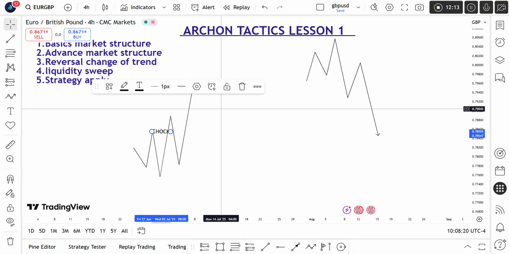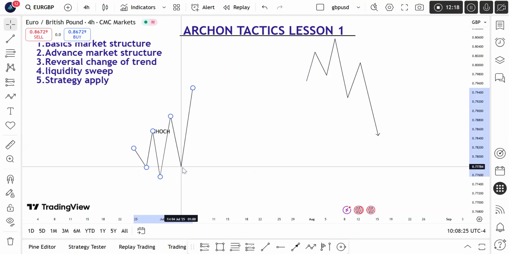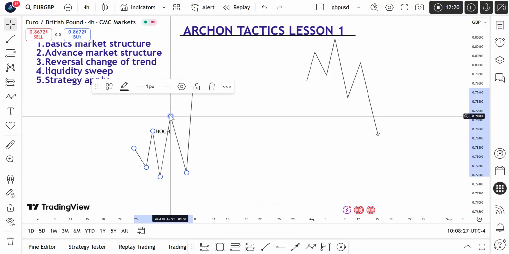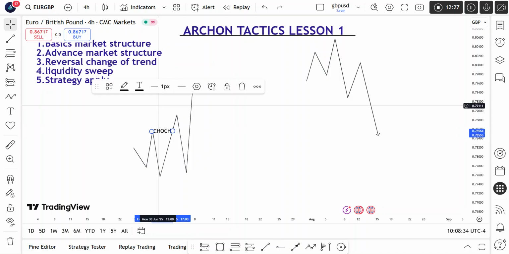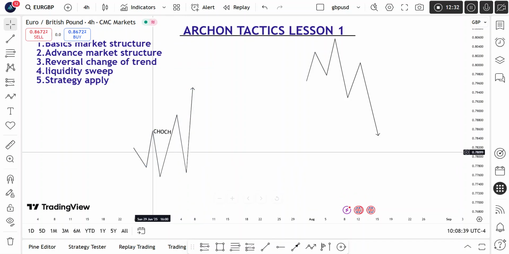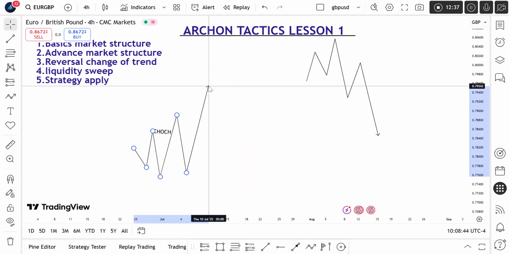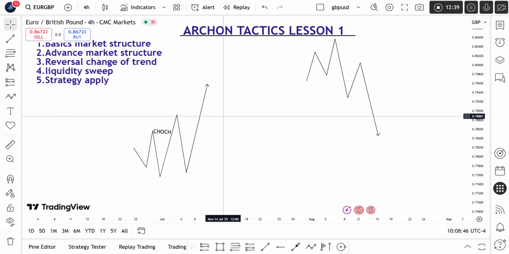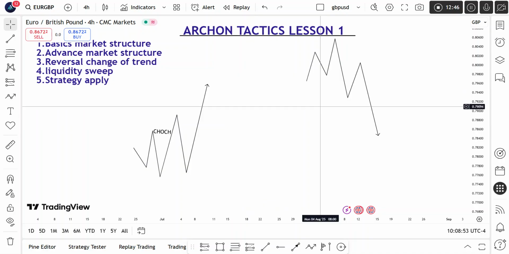We're gonna call it the change of character, or change of trend, whatever you want to call it. You can call it like that. And then we go retest some kind of order block, and then the market moves. That is the change. And then we have the second scenario on the bearish side too.